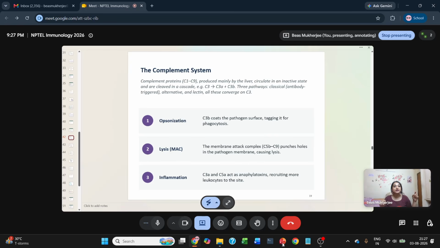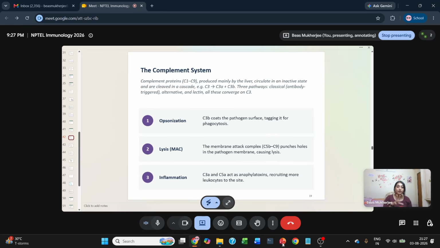Okay, and the three pathways are there. One is classical or antibody mediated, the other one is alternative, and the third one is lectin mediated. All of these converge on C3. Okay, C3 undergoes cleavage, it forms C3a and C3b. C3b is mainly responsible for opsonization. So C3b goes and coats the pathogen surface, tagging it for phagocytosis.